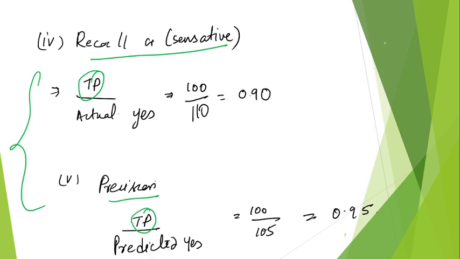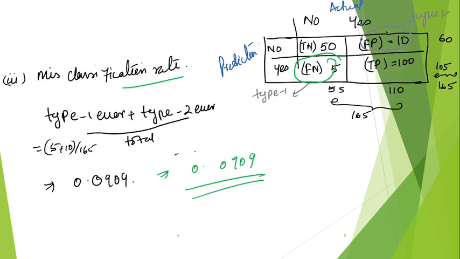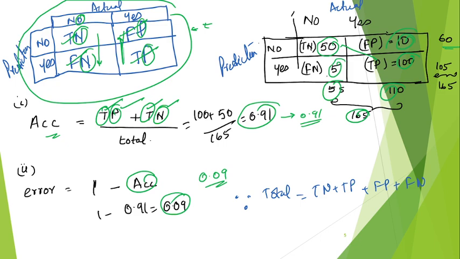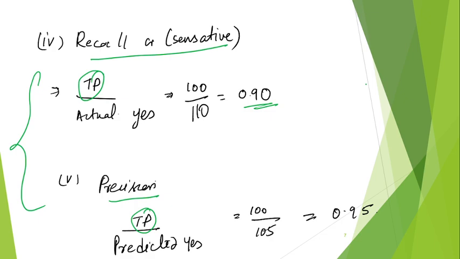It is 110. So recall is true positive 100 by 110. And for precision, true positive is 100, divided by predicted yes. What is my predicted yes? Altogether it is 105. Yes, 105, and I got 0.95. Correct. This is what recall and precision are.